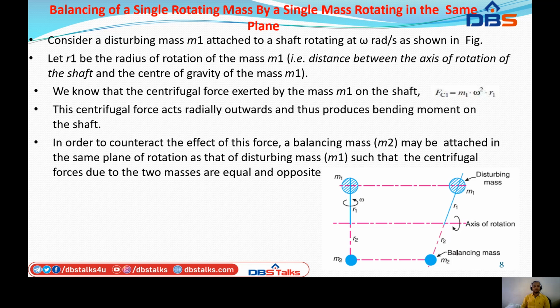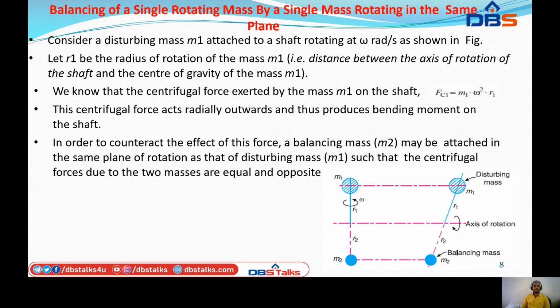Let R1 be the radius of rotation of the mass m1, that is the distance between the axis of rotation of the shaft and the center of gravity of the mass m1. We know that the centrifugal force exerted by the mass m1 on the shaft is Fc1. So Fc equals m omega square r. Here, for the first mass, Fc1 equals m1 omega square r1.